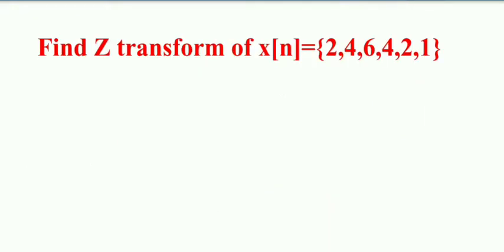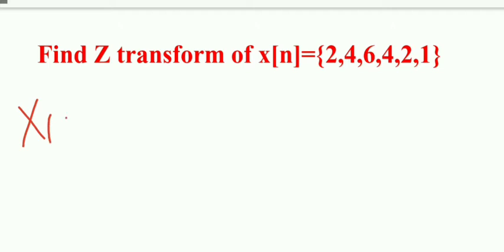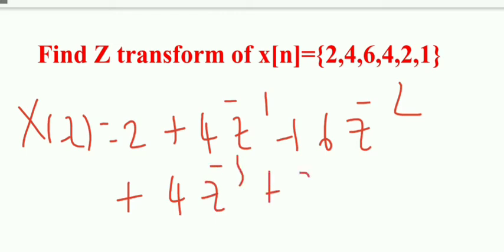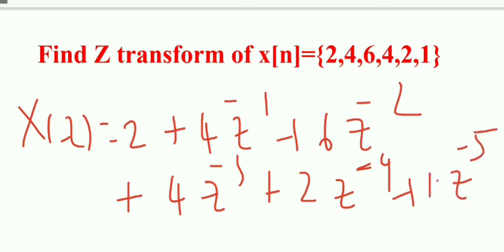So what is the formula? X of z is equal to x of 0 is 2, z power 0 is 1, x of 1 is 4, z power minus 1, x of 2 is 6, z power minus 2, x of 3 is 4, z power minus 3, x of 4 is 2, z power minus 4, plus x of 5 is 1, z power minus 5. This is what our answer, right?